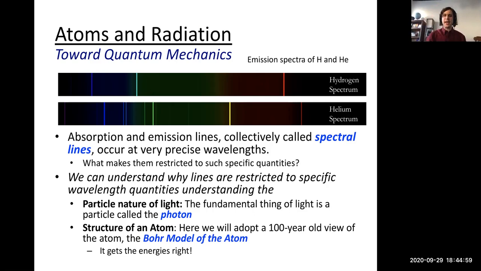But at the very end, I'm going to try to give you a more modern perspective on what our current view of the atom is. It's going to be a little bit beyond the scope of this course, but I would be remiss in my duties if I did not give you the modern view of what an atom is.